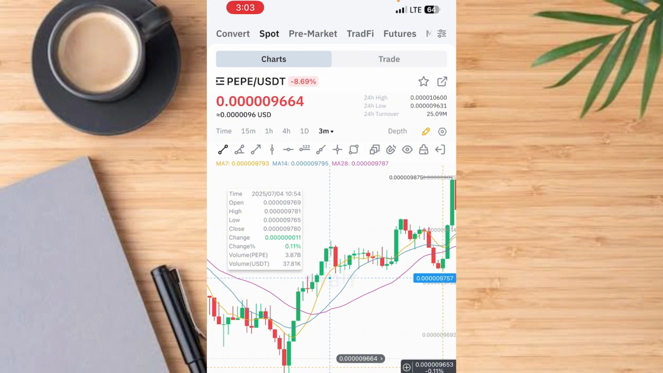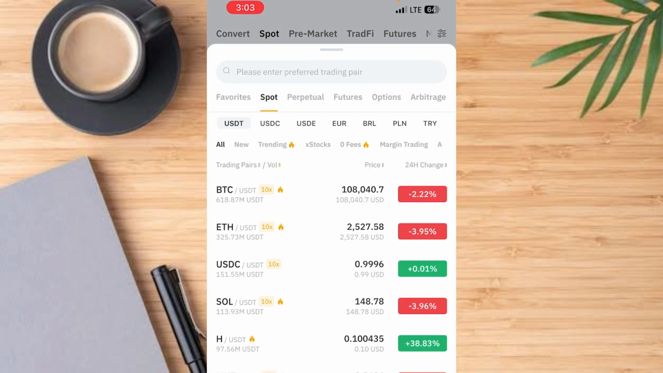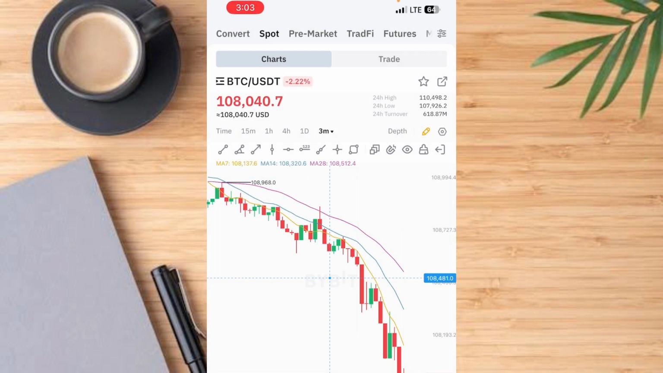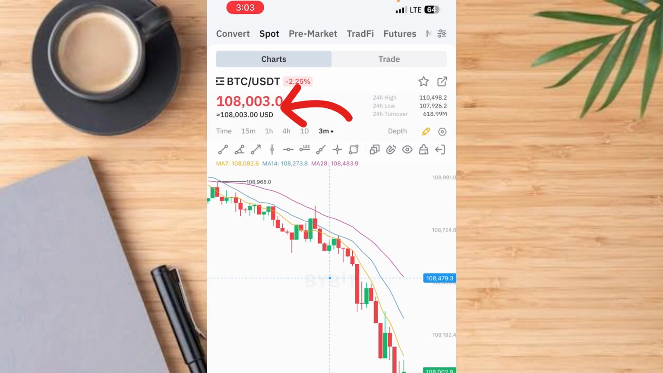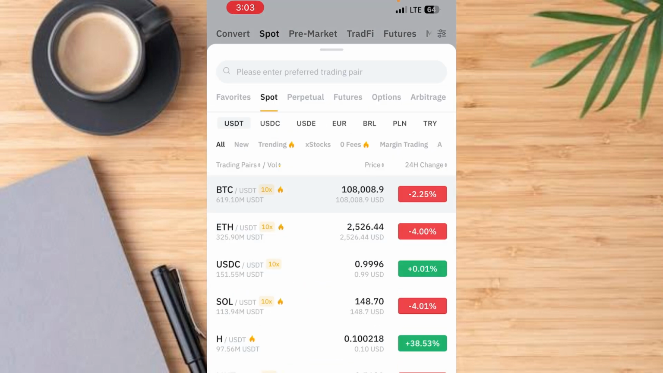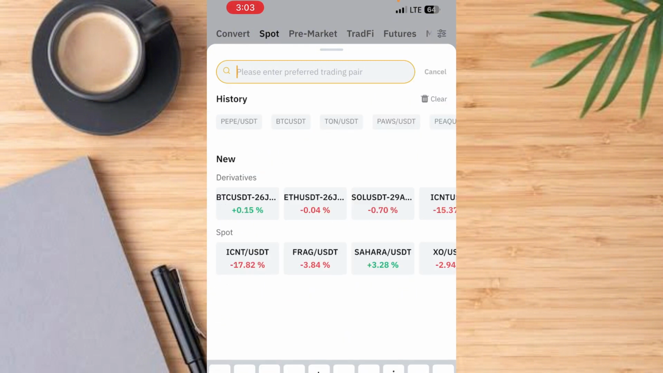The next one is this price, 0.00096664. That is the current price of Pepe on this platform. Not only that, you can as well see any other token to see the same thing. You can see that the current price of BTC is 108,002 point something. It's still the same thing. So let's go back and make use of our Pepe for better understanding.